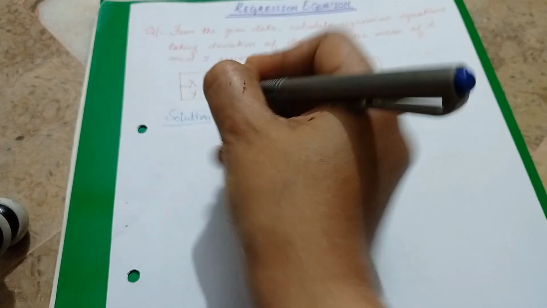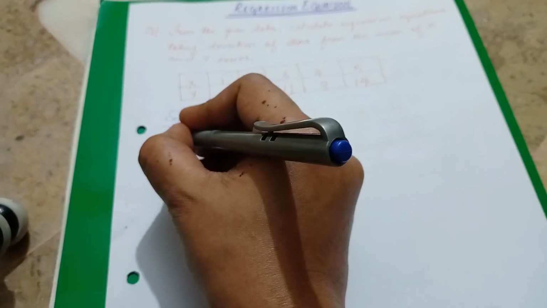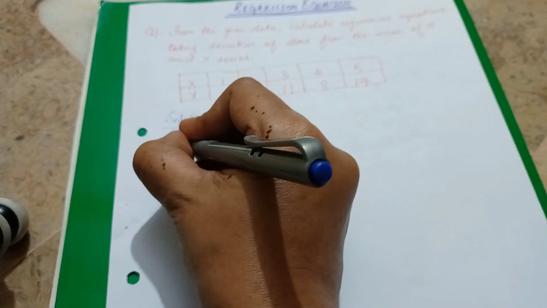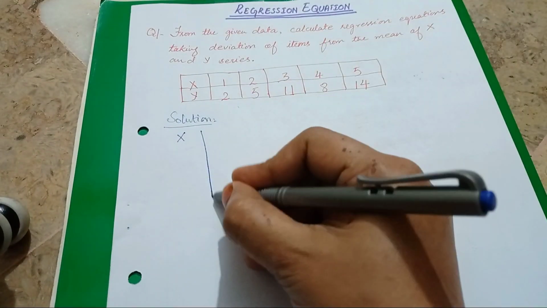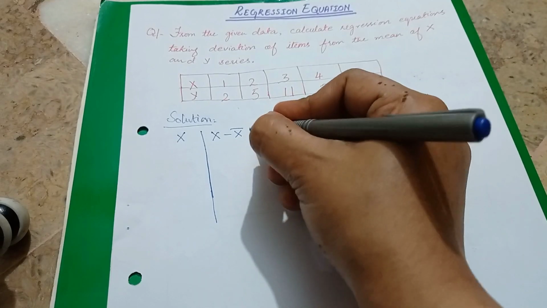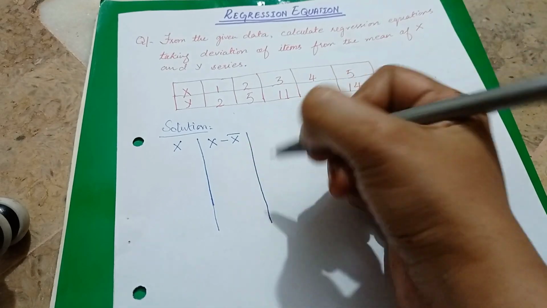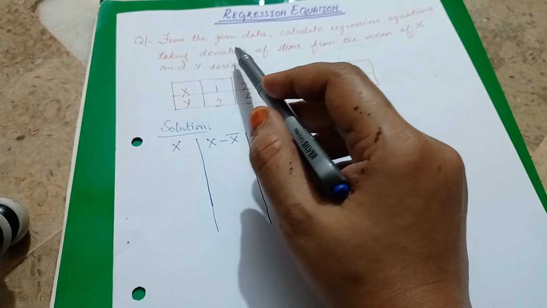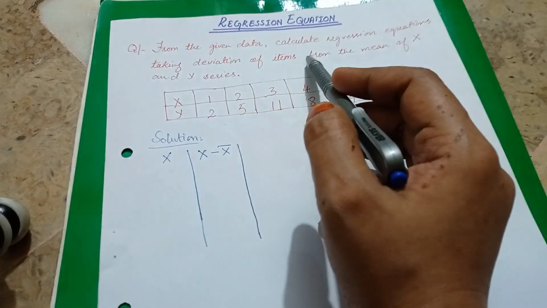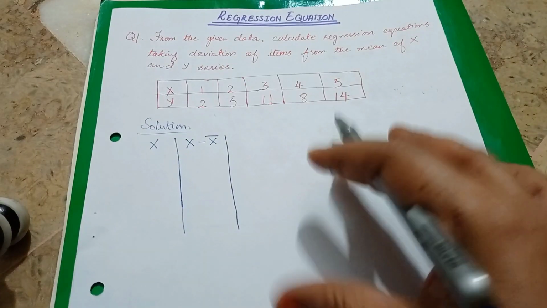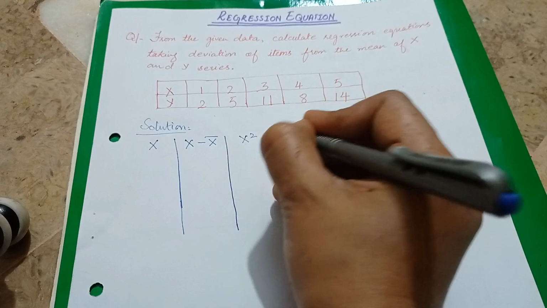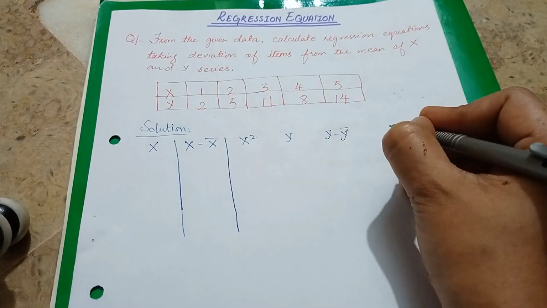Solution. Now you have to draw the columns of x, x bar, x minus x bar. Why will we find this? Because you have to find the deviation, taking deviation of the items from the mean. So you have to find this column also, and x square, y minus y bar, y square and xy.